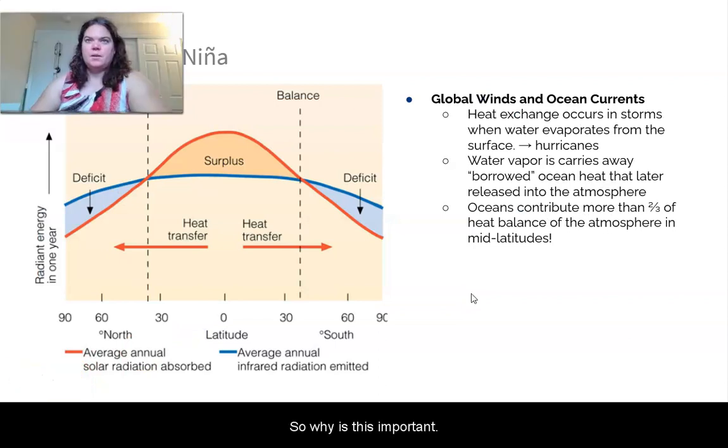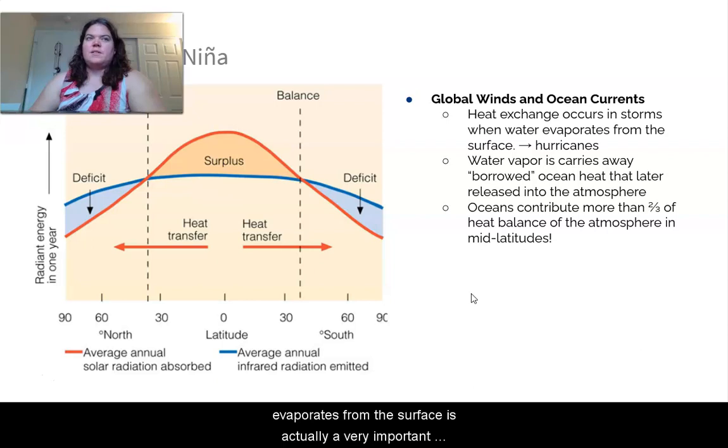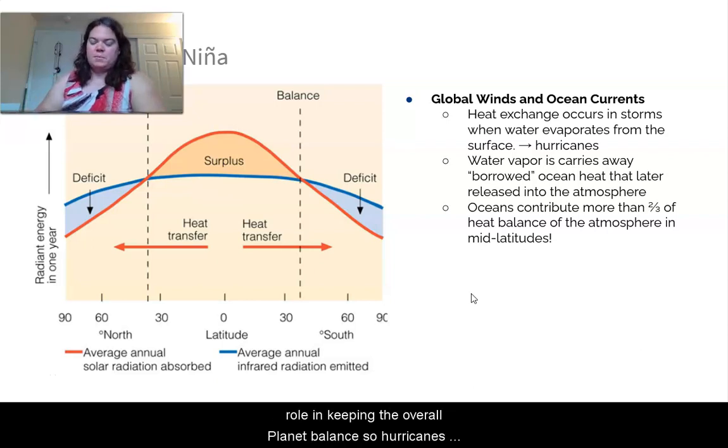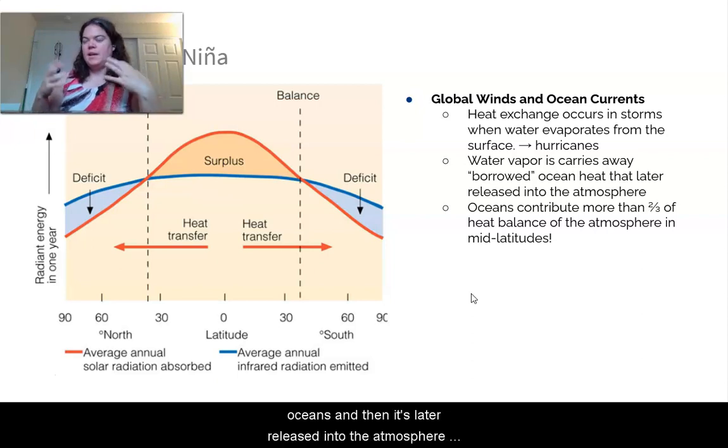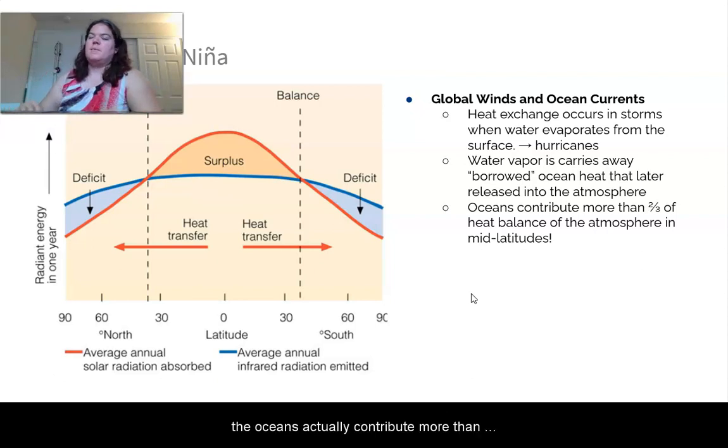So why is this important? When it comes to our global winds and ocean currents, the heat exchange that occurs in storms when water evaporates from the surface plays a very important role in keeping the overall planet balanced. So hurricanes are a big part of this. We covered those last time, where the water vapor is carried away, it's borrowed from the ocean, and then it's later released into the atmosphere.